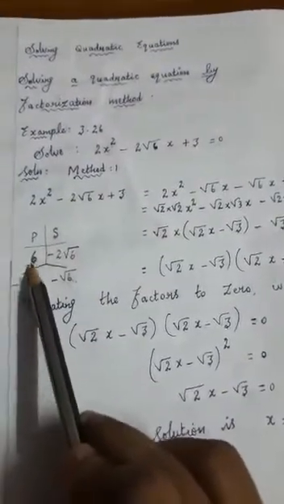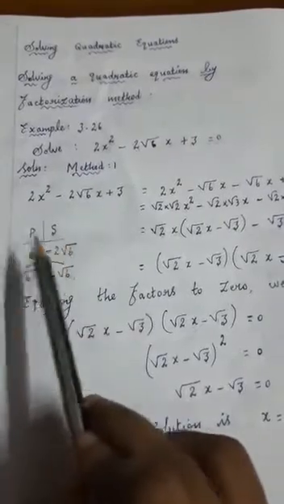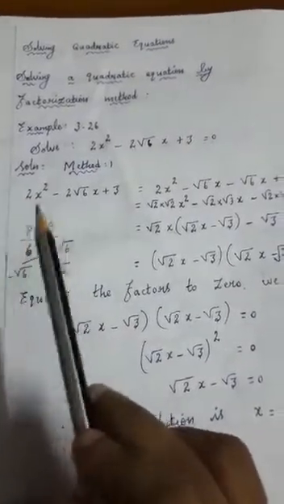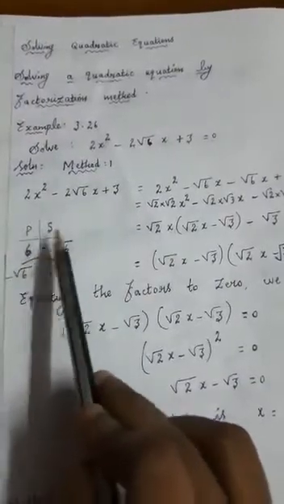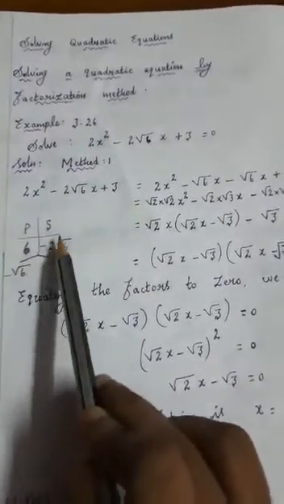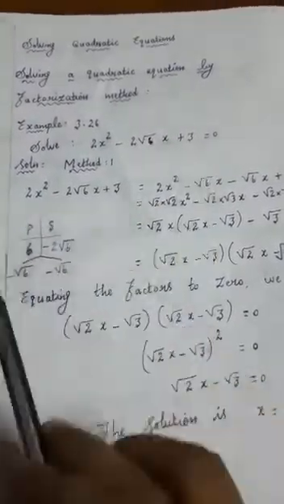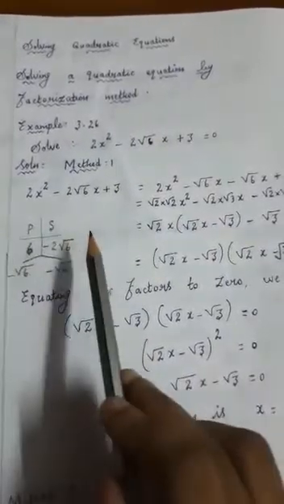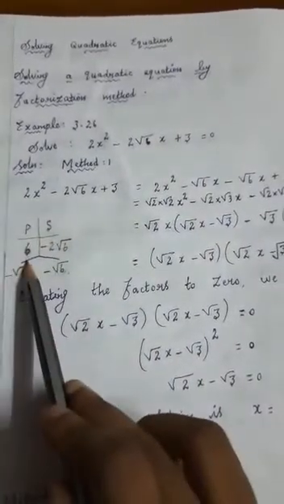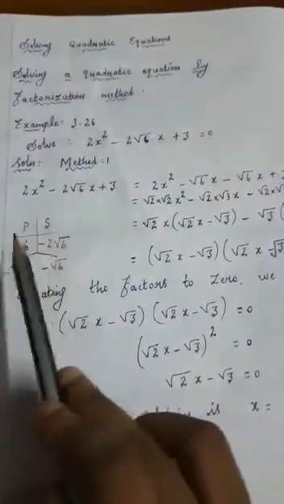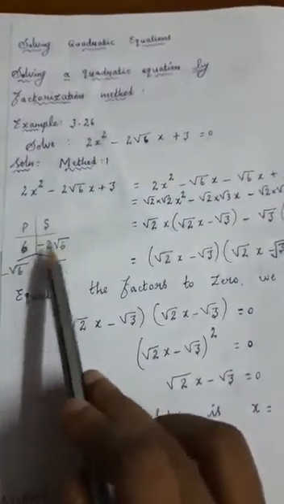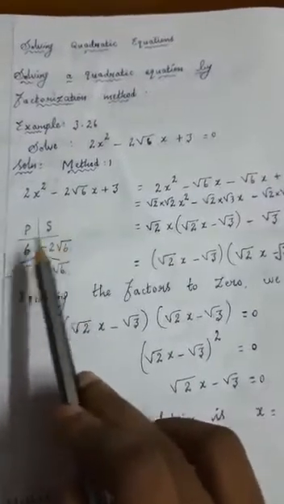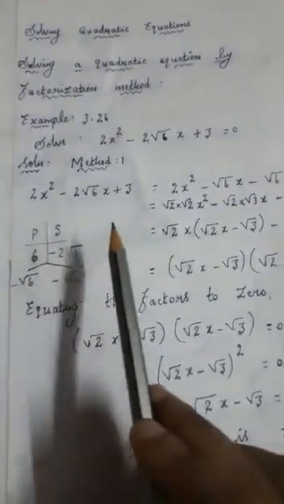Here the product is 6. Product 6 means you know 6 ones are 6. While multiplying you can get 6, but while adding you cannot get this one. Here those are rational numbers. The next one, 3 twos are 6. While multiplying you can get 6, but while adding 3 plus 2, we only get 5. But here we need to get minus 2 root 6. So we need to choose irrational numbers.